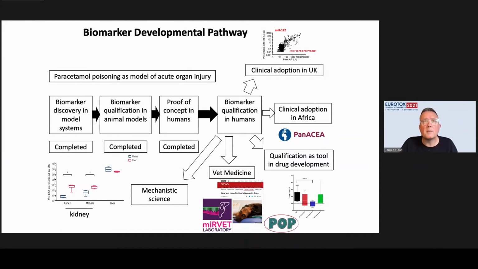So here's our biomarker pathway and the work we're doing. Thus far, we've used paracetamol and we have proof of concept and confidence that the biomarkers I've talked about have utility. So what we're doing now is trying to drive their clinical adoption in the UK. Something I won't talk about today, but is also to try to bring their use in resource-poor settings, particularly when people are being treated for tuberculosis, where DILI is a fear. We're also using them in drug development, and we're trying to use them in veterinary medicine, where there's a need because ALT is not a particularly useful biomarker.